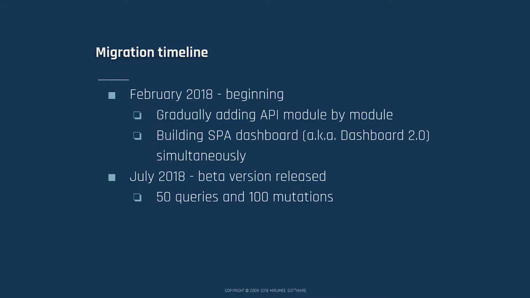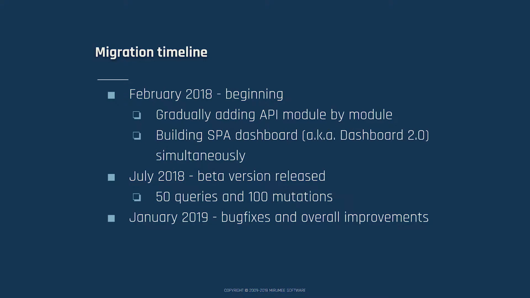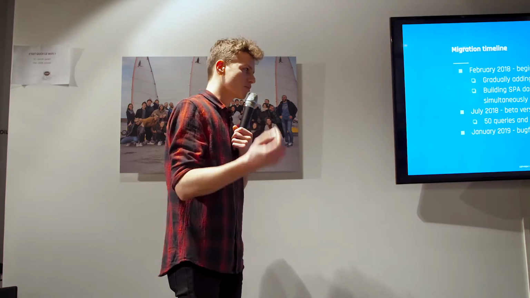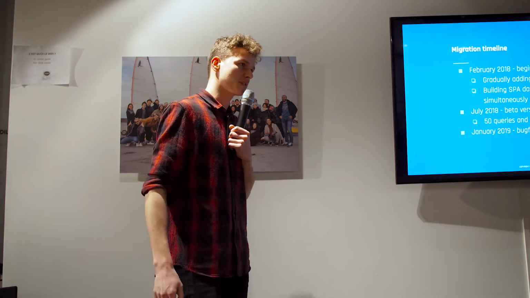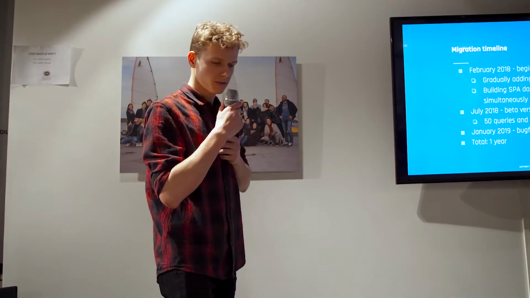In July, we released the beta version. It had about 50 queries and 100 mutations, so this is a fairly large API, I guess. And now, in January, I think we can consider this API finished, but during the last 6 months, we were still finding some bugs and improving the overall quality of our code base. So if you don't have a GraphQL API and you are considering adding it, this is a very long process. In total, it took us 1 year to build this API in a project of that size.